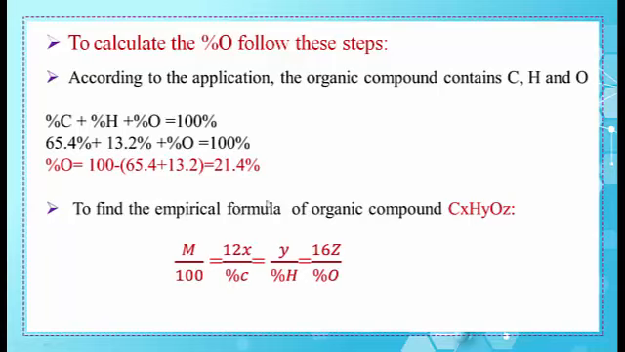Now, to find the empirical formula of the organic compound CxHyOz, we use the law of definite proportions. We say that the molar mass over 100 is equal to 12x, which is the subscript of carbon, over percentage of C, equal y over percentage of hydrogen, equal 16z over percentage of oxygen.